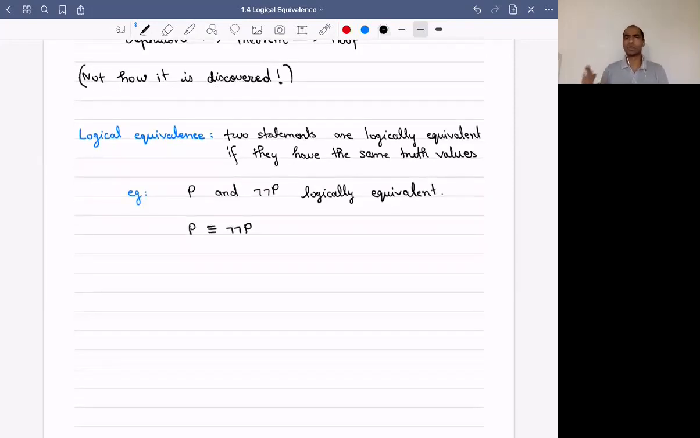And logical equivalence is very, very important. In math, we are often trying to determine if two statements are saying the same thing. And this is making that formal.